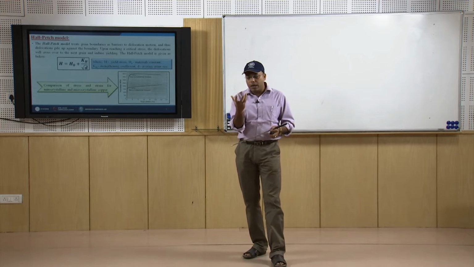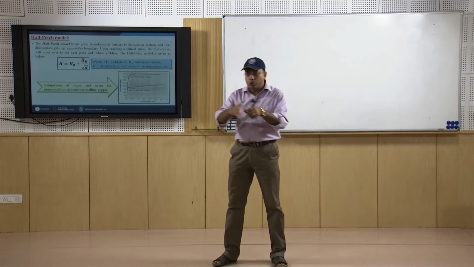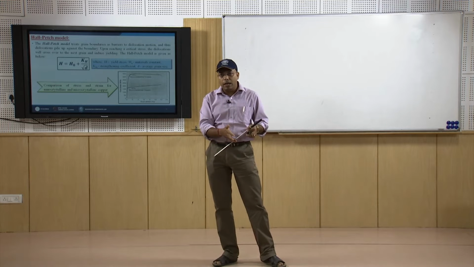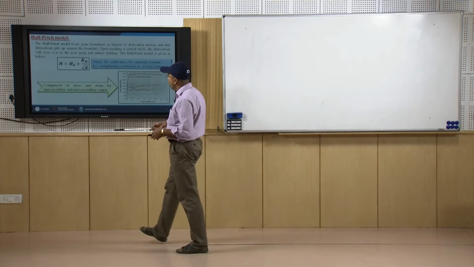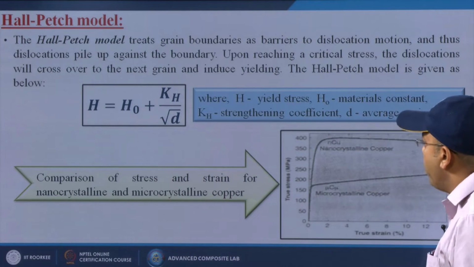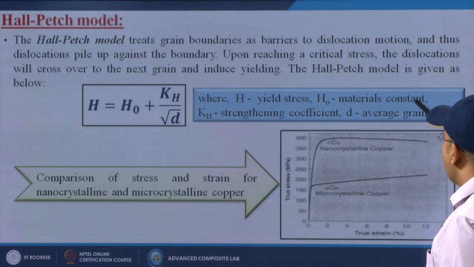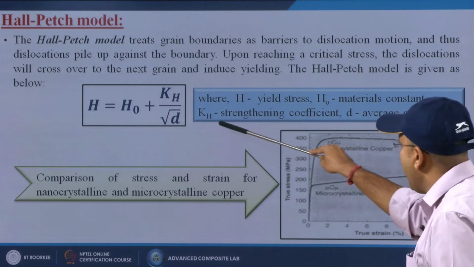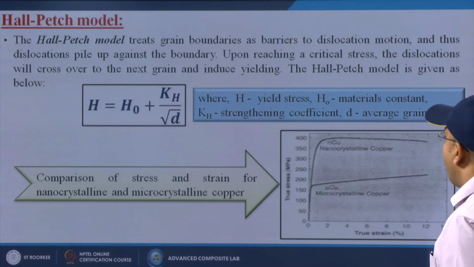If there is some kind of straining or difficulty that occurs to a particular grain, then after a certain time it will induce the next grain boundaries, and those next grain boundaries will be affected by these grain boundaries. So this is the empirical Hall-Petch model, which is given as H = H0 + Kh/√d, where H is the yield stress, H0 is the material's constant which depends upon that particular material's properties, Kh is the strengthening coefficient, and d is the average grain size of that particular material.